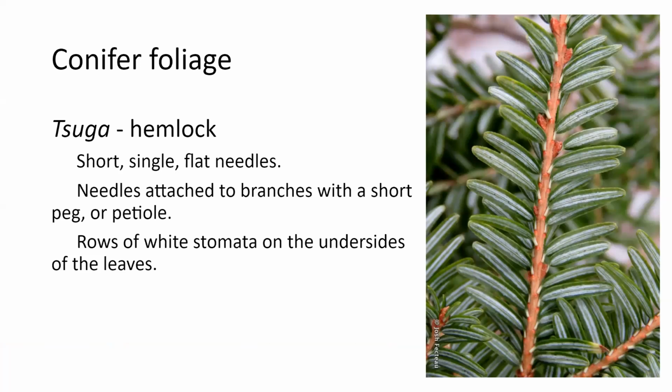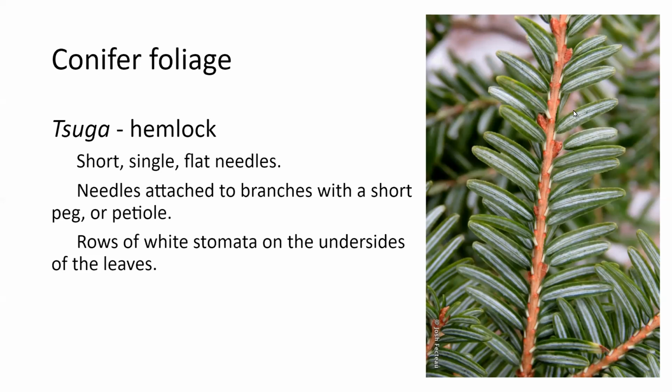We also have, in the same family, Pinaceae, Tsuga, or hemlock, which we learned in lab last week. And hemlock has short, single flat needles. So you can see the surface area. They look similar, like they're pointy and acicular, but they're actually flat. And maybe you would call those linear or oblong leaf shape. And if you look closely at this photo on the right, you can see there is a small petiole that attaches those leaves to the branches.